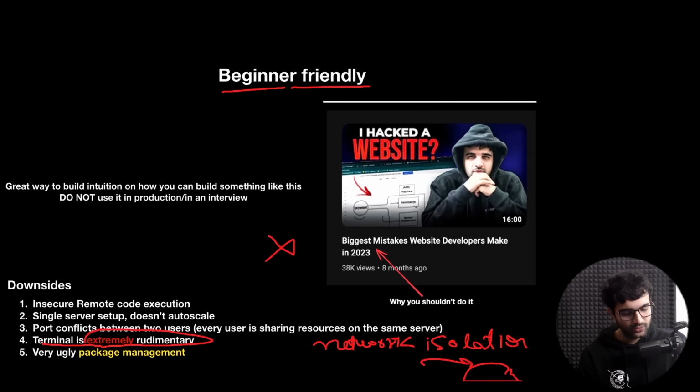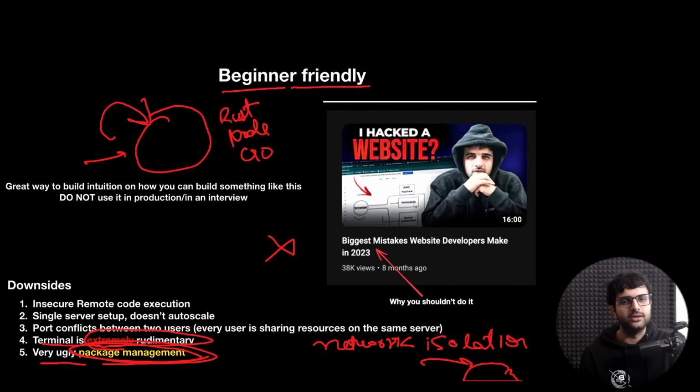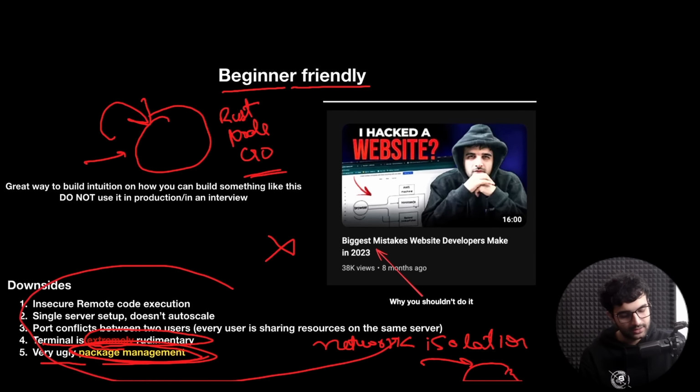Terminal is extremely rudimentary. The terminal that we'll build will not be as fancy as the terminal that you just saw on Replit. We'll see how to optimize this in the later section, but for this beginner-friendly approach, it'll be a very simple terminal. And lastly, very ugly package management. What does package management mean? Eventually you have to support multiple stacks, right? You have to support Rust, you have to support Node.js, you have to support Golang. How we build and bring Golang code onto this machine that's going to run the user code eventually is pretty ugly in this approach. We'll see how you optimize all of this in future approaches, but for the beginner-friendly approach, these are the downsides to keep in mind.